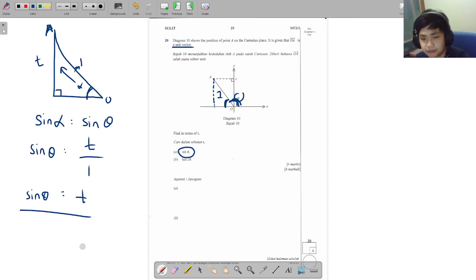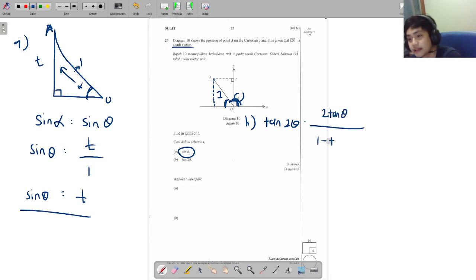So part B, what is tangent 2 theta? For tangent 2 theta, we have to follow the formula. I don't really remember the formula. Let's see. Never mind, I think I have one here. Yes, it is 2 tangent theta over 1 minus tangent squared theta. So we need to find what tangent theta is.